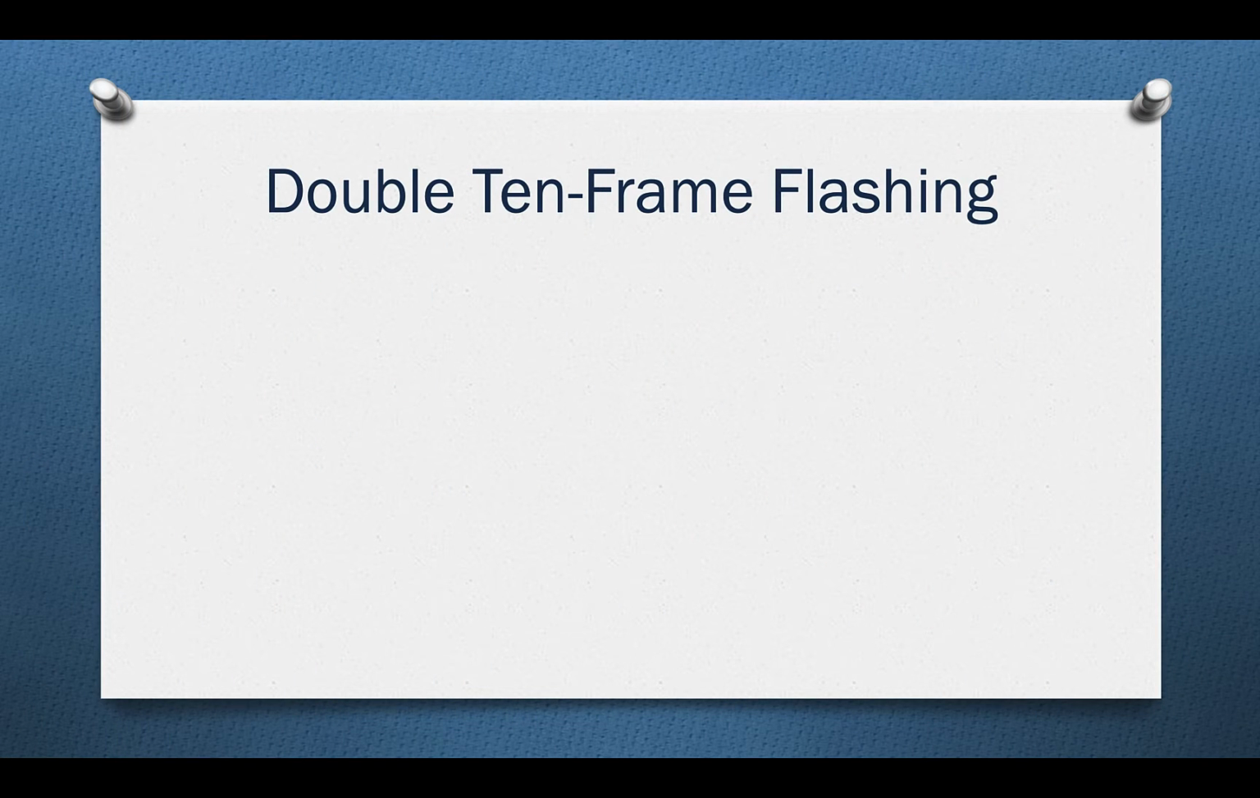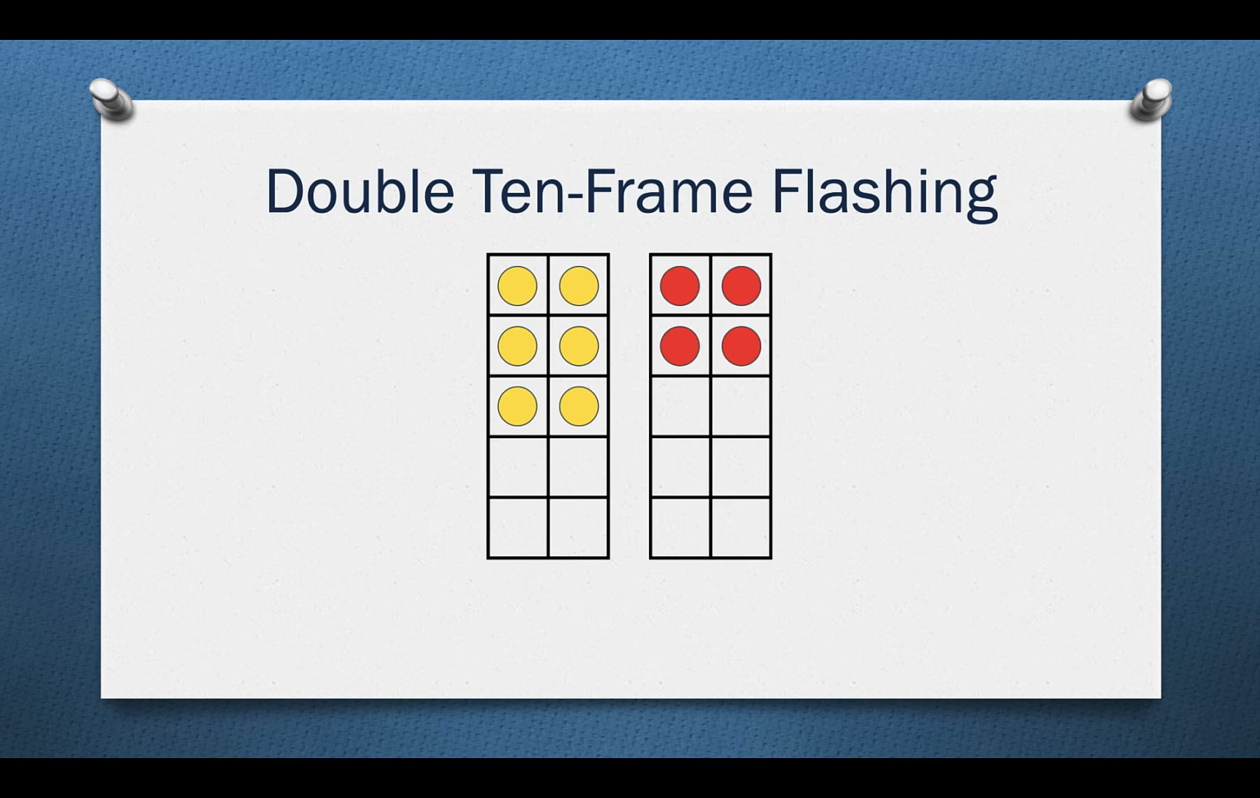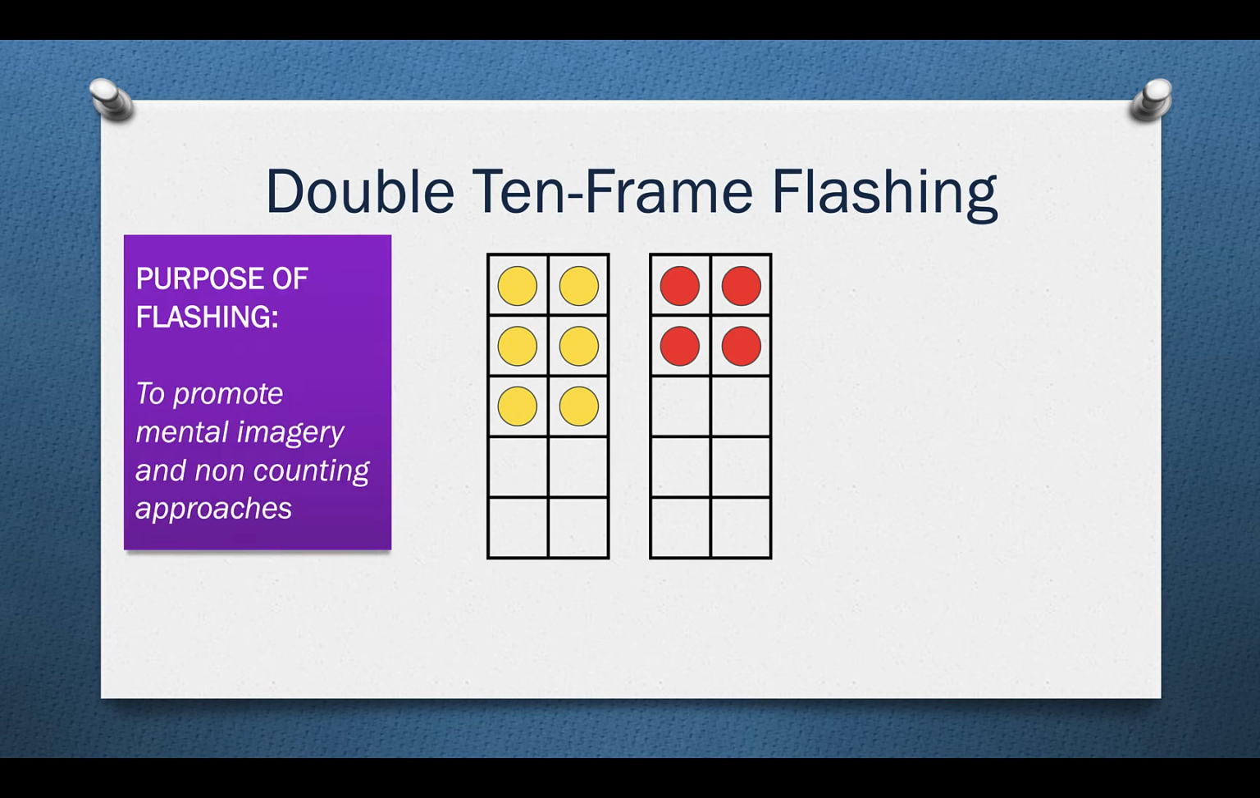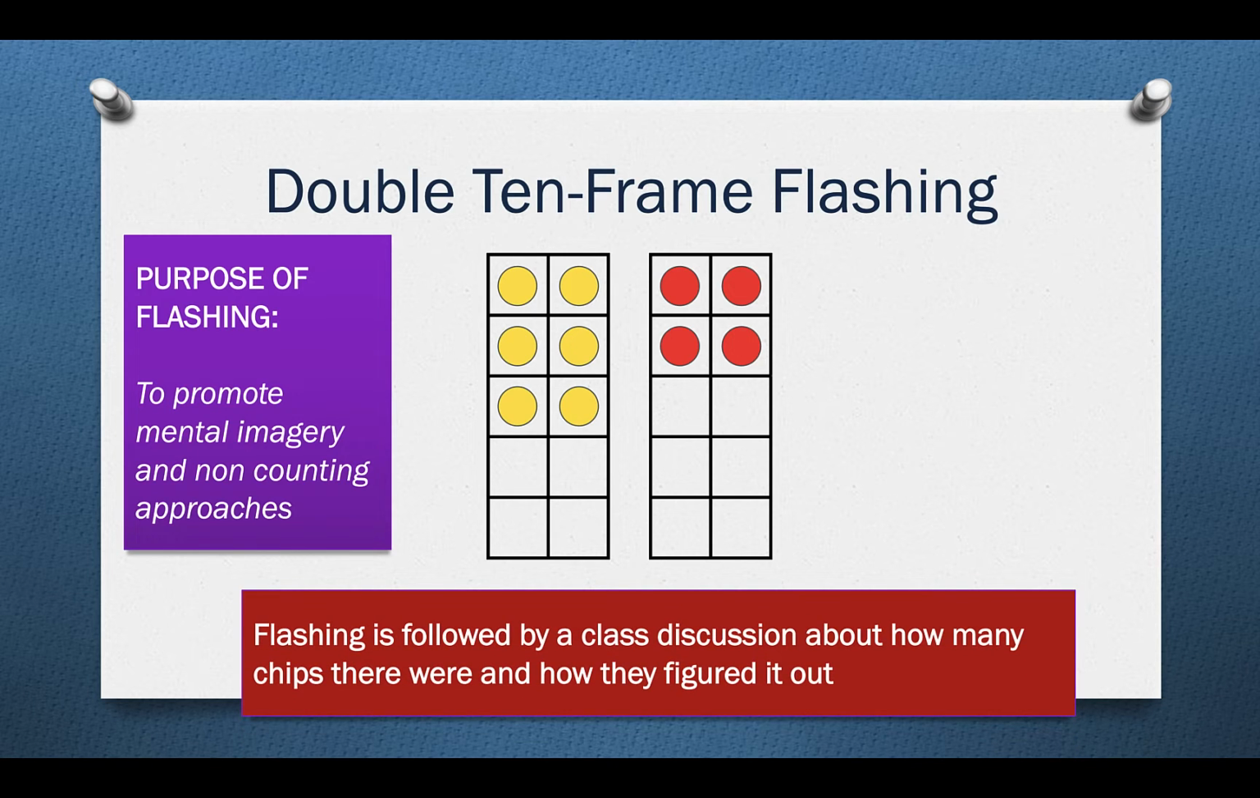In this flashing activity, the teacher flashes a double 10 frame containing chips shown in some arrangement she has deliberately selected. The visual material is shown briefly, say 2 to 3 seconds. Then it's removed from view for a short time, maybe 5 to 6 seconds, and the process is repeated for up to 3 or 4 peeks. The purpose of flashing the image rather than simply showing it is to promote mental imagery and non-counting approaches. The class then engages in a discussion about how many chips there were and how they figured it out.